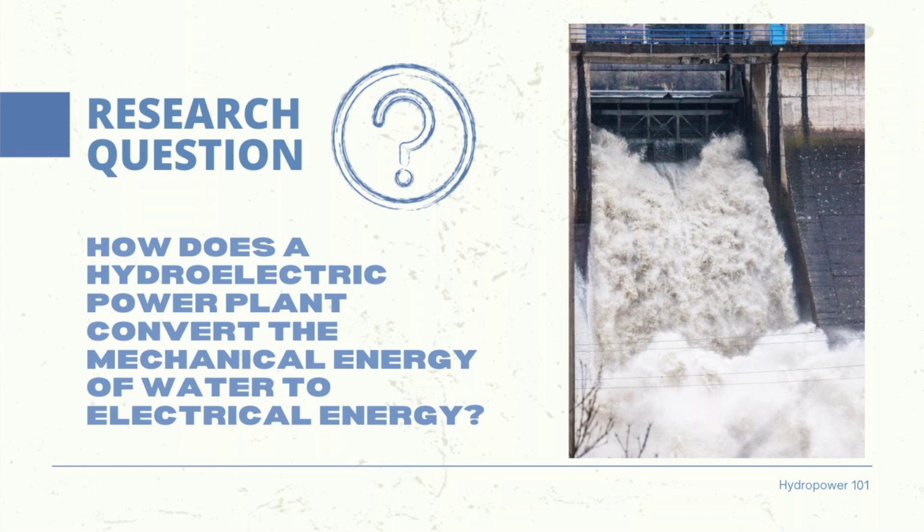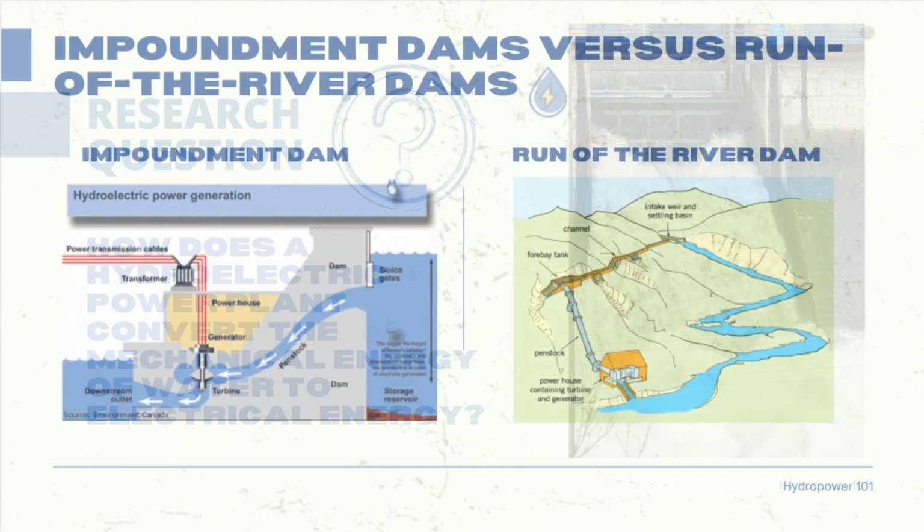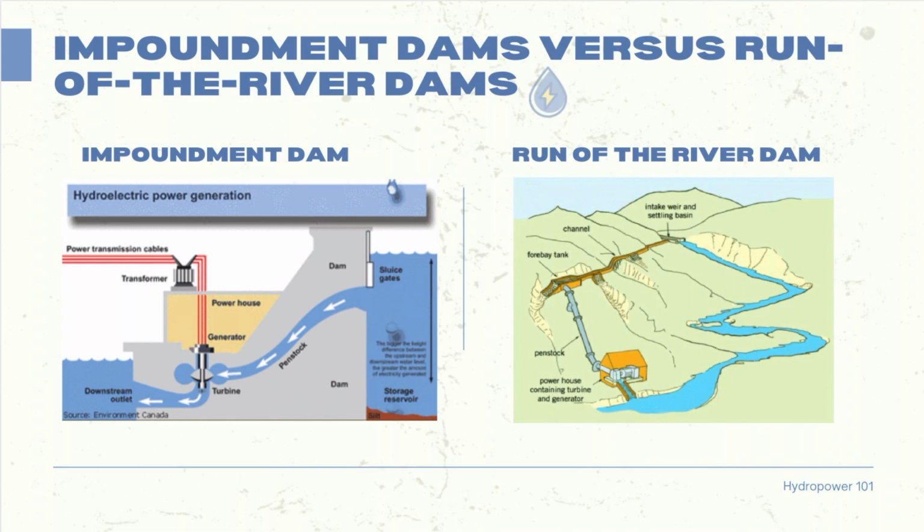We formed a research question to help us hone in on our studies, which was, how does a hydroelectric power plant convert the mechanical energy of water into electrical energy? There are two types of hydroelectric plants, hydroelectric dams and run-of-river dams. A dam is a barrier created to raise the level of water and control its flow. The elevation creates a gravitational force that produces a movement of the turbine. A run-of-river dam respects the river flow and redirects a portion of the river water through the turbine.